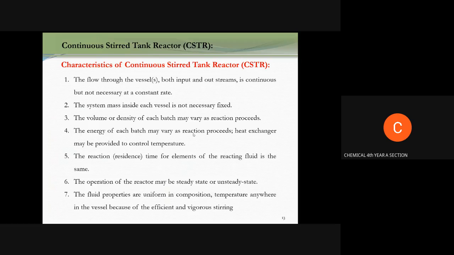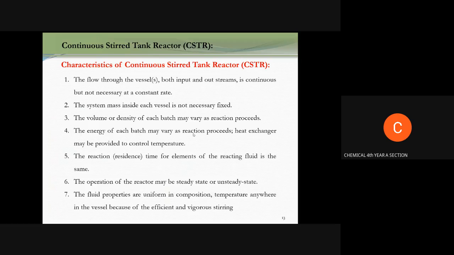The first one is the flow through the vessel, both input and output is continuous, but not necessarily at a constant rate. The second one is the system mass inside each vessel is not necessarily fixed. Now you remember the batch reactors, where the mass in each vessel is constant. For continuous reactors, the mass inside each vessel is not necessarily fixed. And the volume and density may vary as the reaction proceeds.